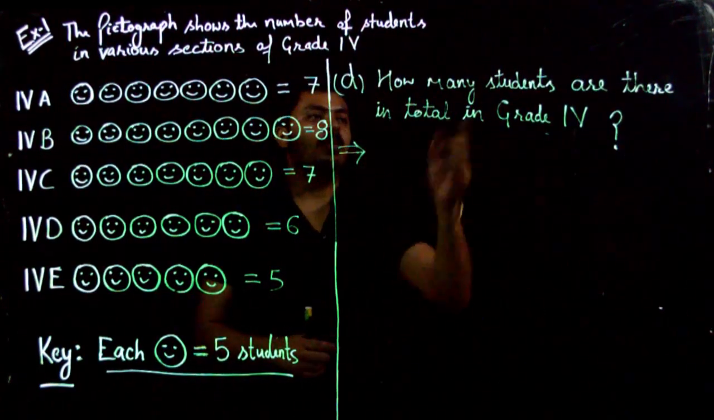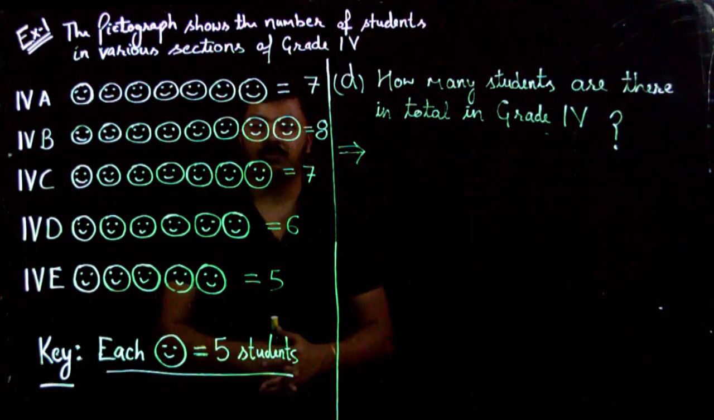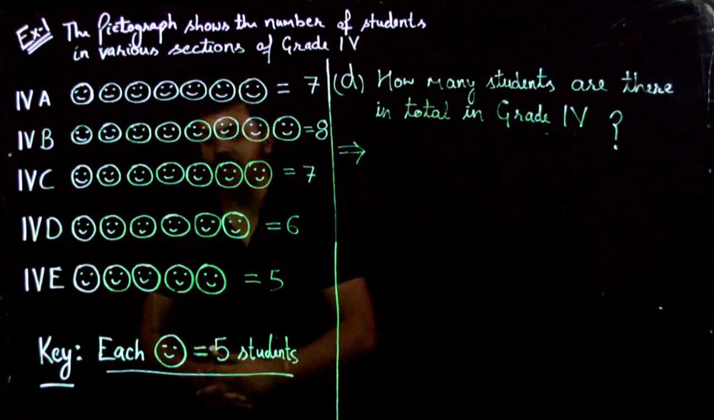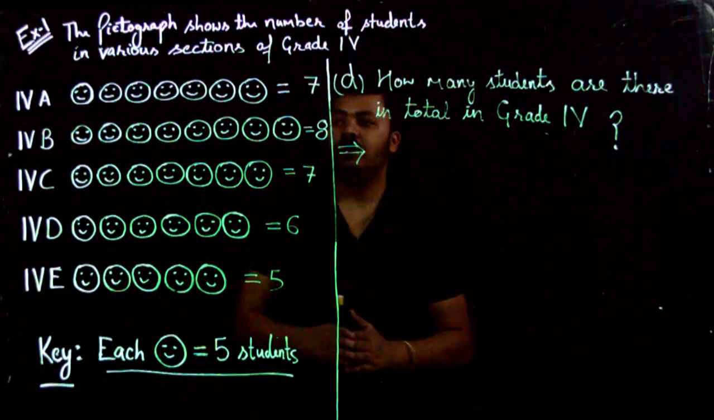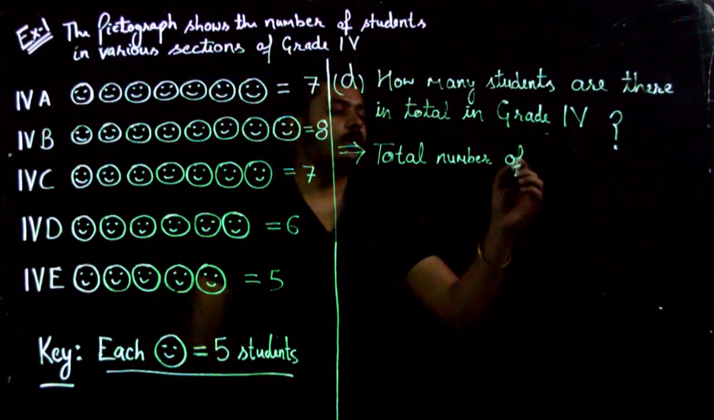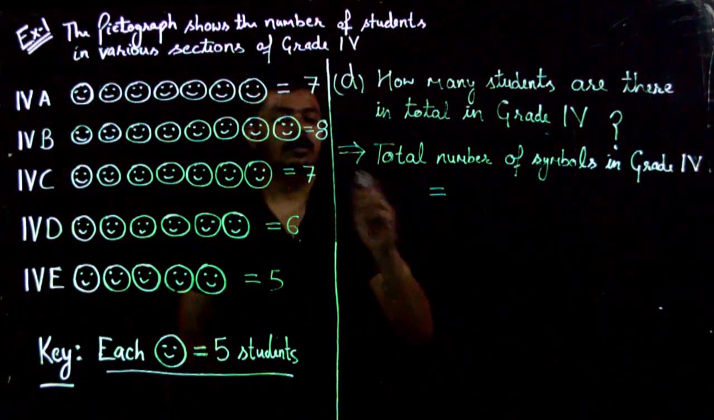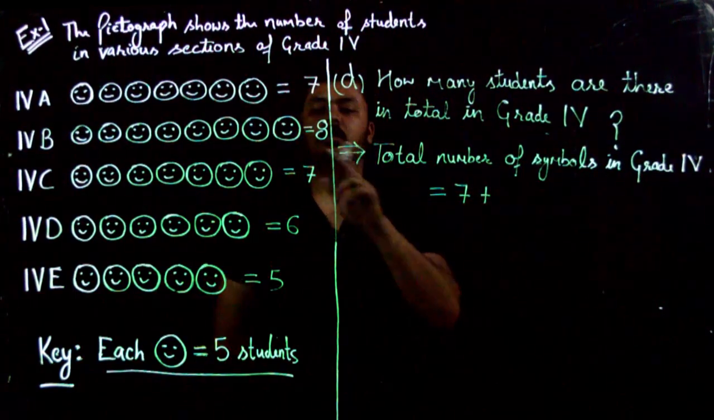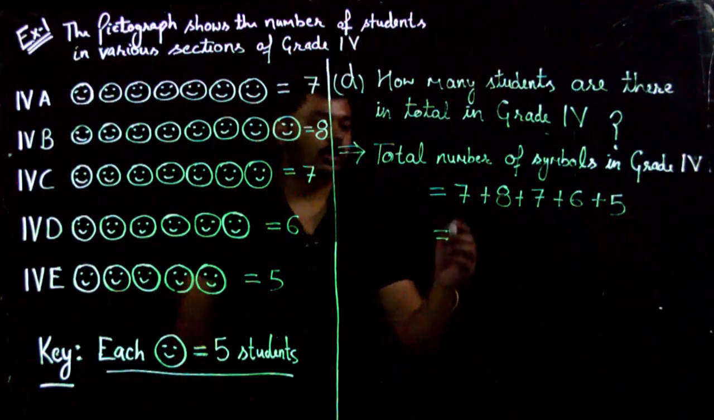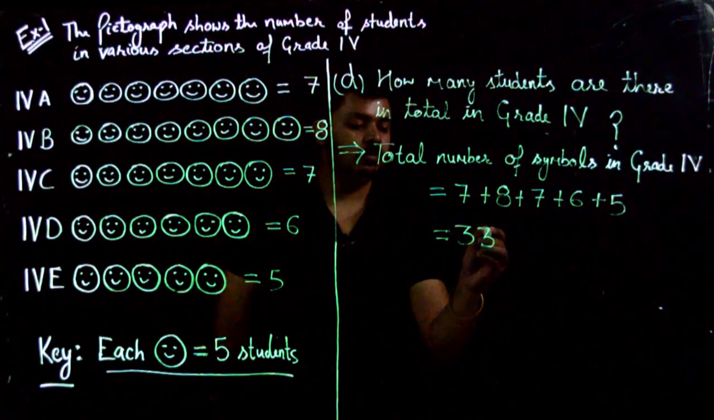Part D, how many students are there in total in grade 4? So we have to find the total number of students in grade 4. That is, count the total number of students of all the sections. So to count that, first we need to count the total number of symbols in grade 4. So total number of symbols in grade 4 is 7 in section A plus 8 plus 7 plus 6 plus 5. So the total number of symbols in grade 4 are 33 when we add up all this.